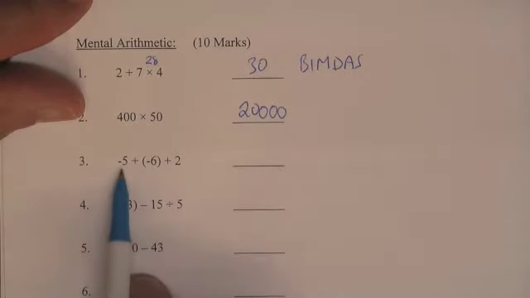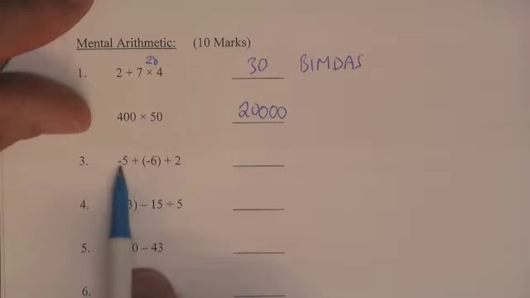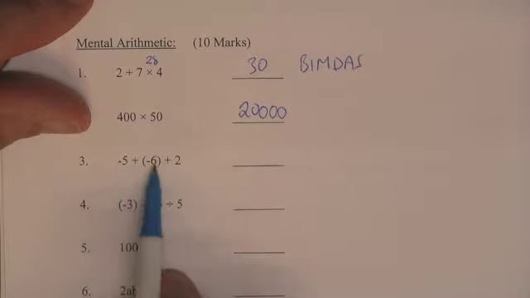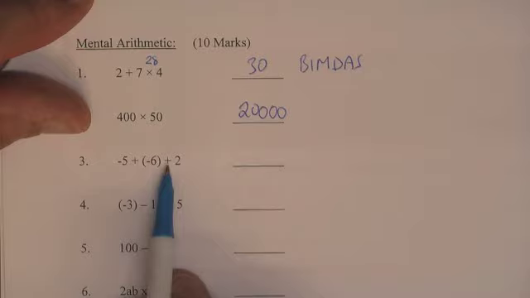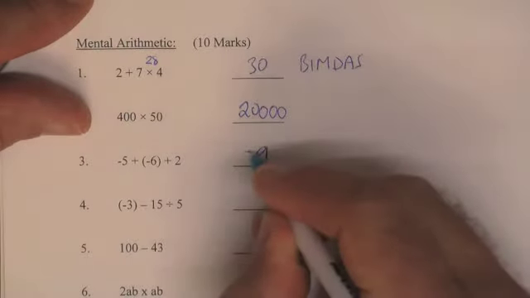Alright, -5 add -6. Adding a negative is the same as subtracting. -5, take or subtract 6 is -11, and then adding 2 back again leaves it at -9.